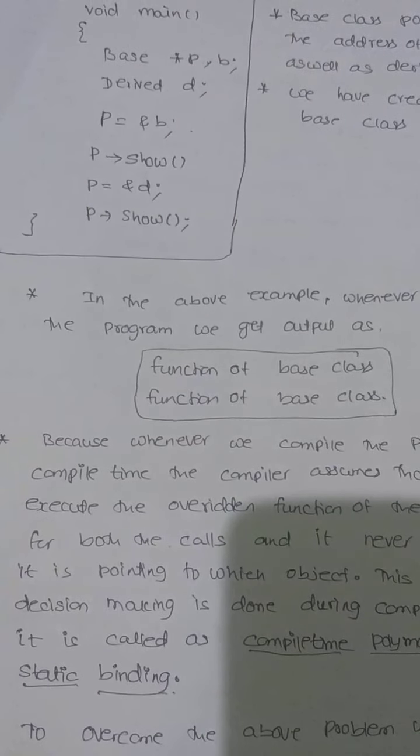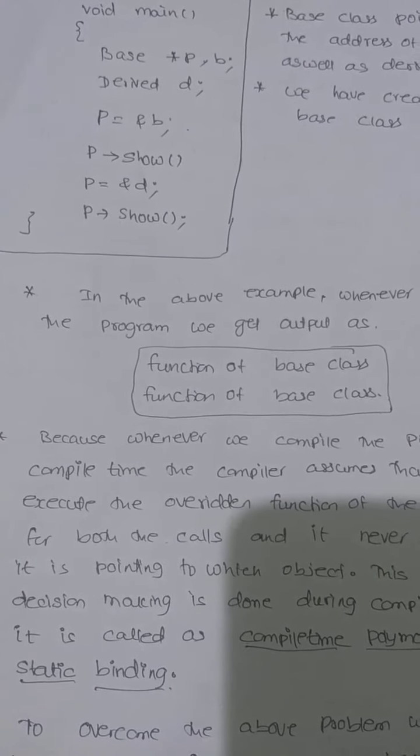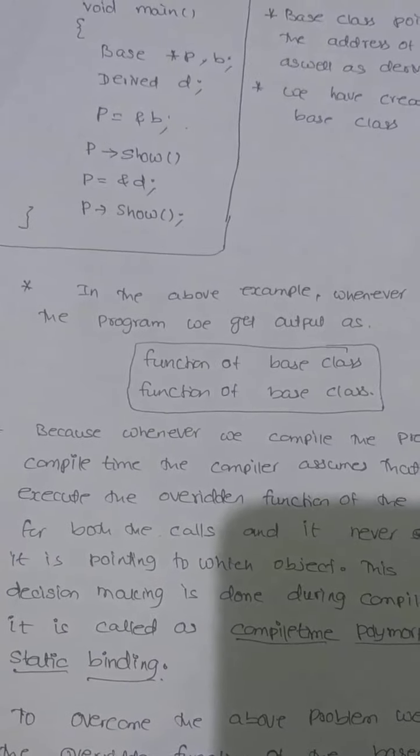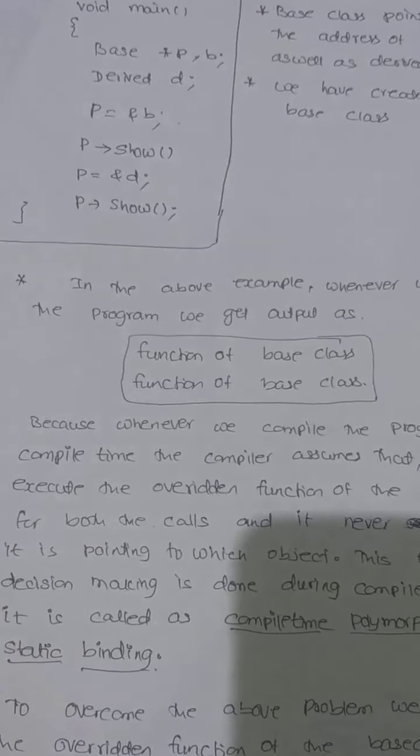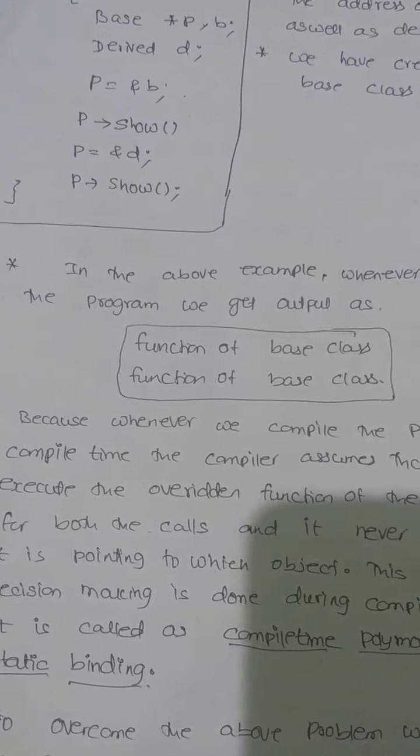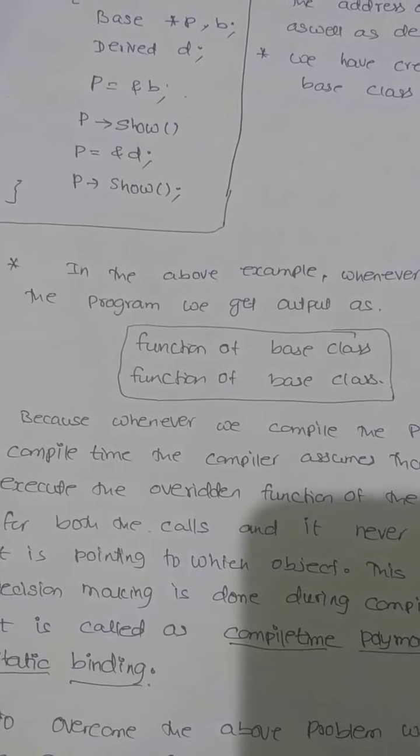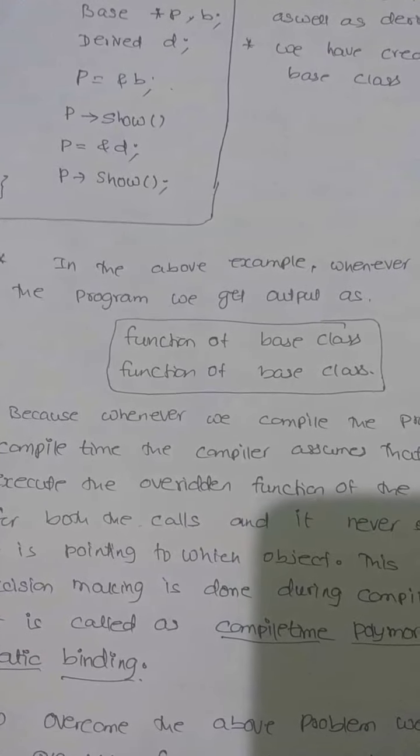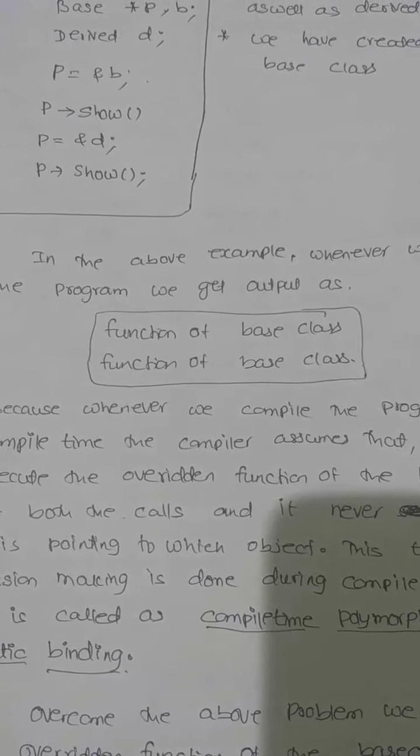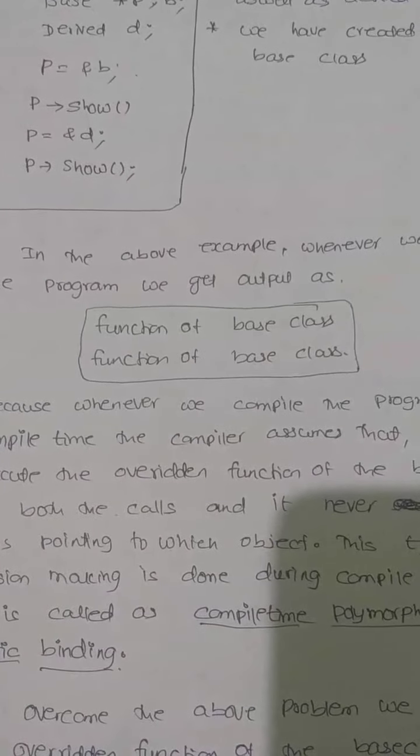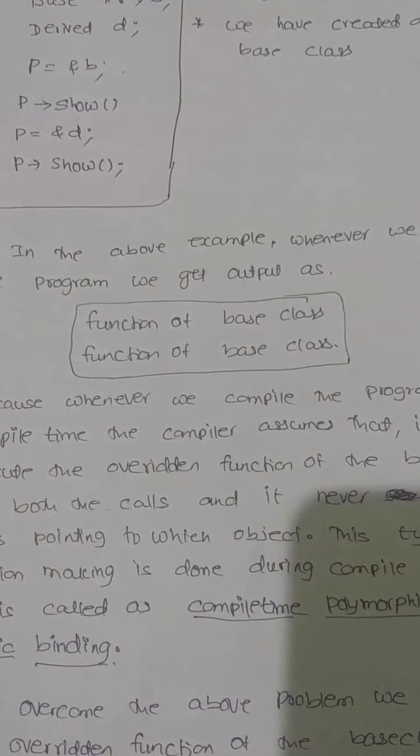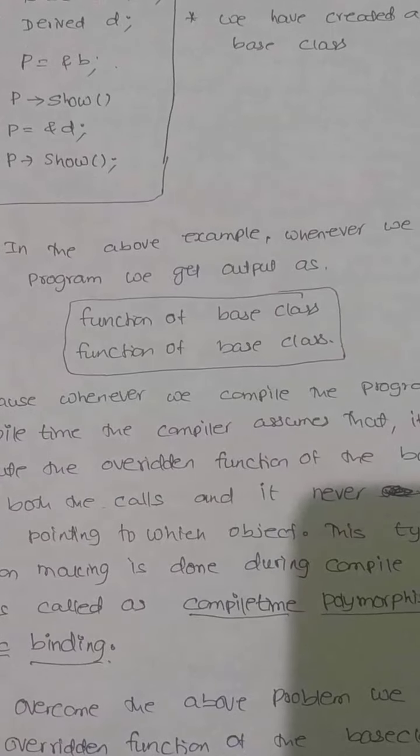We are surprised that we are not getting the output function of the derived class. Whenever we are using pointers in inheritance, when you compile this program, during the compile time itself, the compiler assumes that it has to execute the overridden function of the base class only. That decision is taken by the compiler when you compile the program. So this is called compile time polymorphism or early binding.